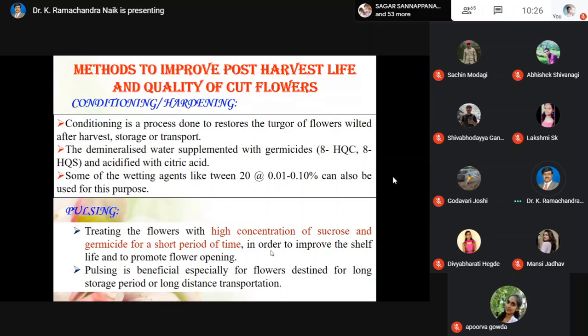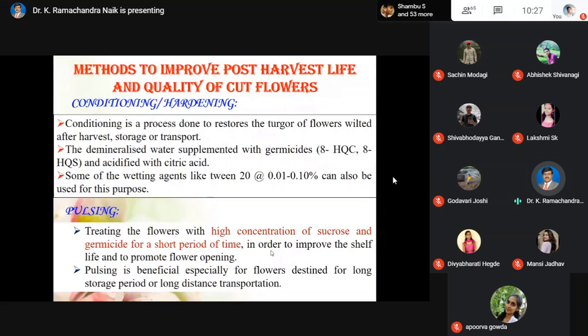The stalks should be filled with water and all nutrients. They will be straight. That is the process called conditioning. How is conditioning done? Here, demineralized water is supplemented with germicides, either 8-HQC or 8-HQS, and acidified with citric acid.